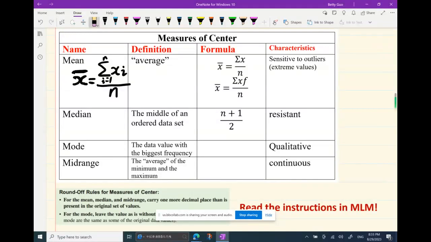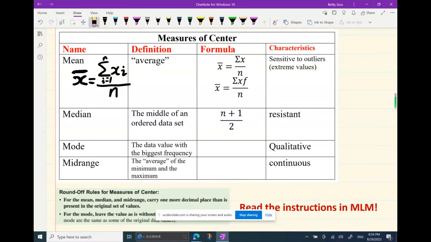Outliers are defined as a value or values in the data set that are far away, a lot bigger or a lot smaller than the majority of the values. By itself, it's called an outlier. Outliers and extreme values mean the same thing. So the median is not sensitive to outliers. That's a good feature of the median. So sometimes we would use median rather than mean to find the center of a data set.